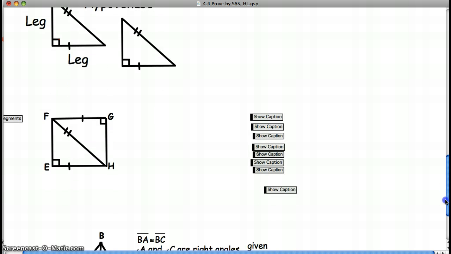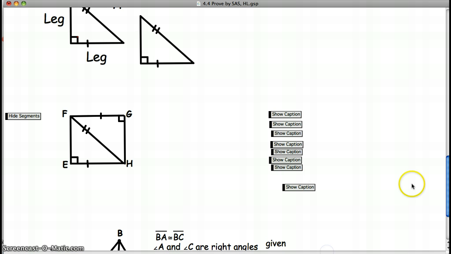All right, so let's go ahead and do a proof. Here we have triangle FGH and triangle HEF, okay? Let's go ahead and do our proofs to prove that they're congruent. First, we know that FG and EH are congruent because that's given. Now, angle G is congruent to angle E. Why is that? That's right, that's the right angles theorem, right? All right angles are congruent to each other.